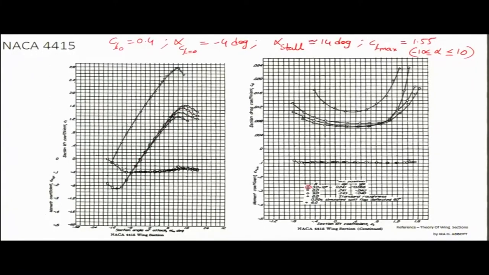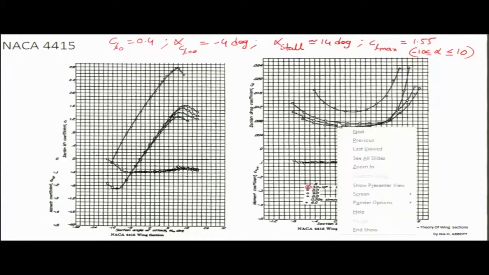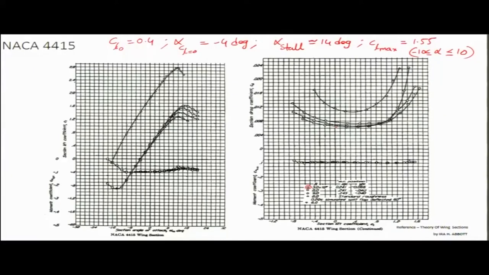So, the corresponding CD value for this is CD naught. If you want to find CD naught, the CL is 0 at this particular location. So, this is approximately, for 3 million Reynolds number, 0.0079 or 8. That is, CD naught is approximately 0.008 for an airfoil, right.